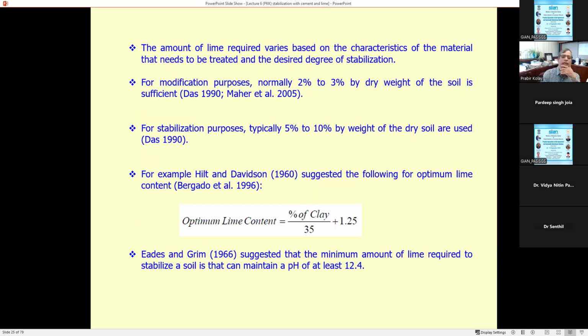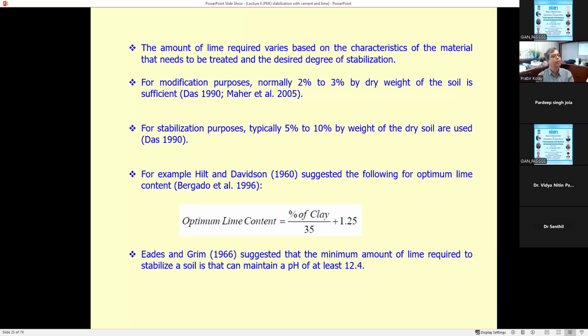These are the two common stabilizing agents or admixtures people are using: cement and lime. People have been using these for the last 15, 20, 30 years, along with different agents, but you have to be careful while using different stabilizing agents or waste materials. Instead of dumping to the landfill, people are using them, which is much more sustainable, but you have to do the leaching test and other things. Otherwise, it will be a problem from an environmental point of view.